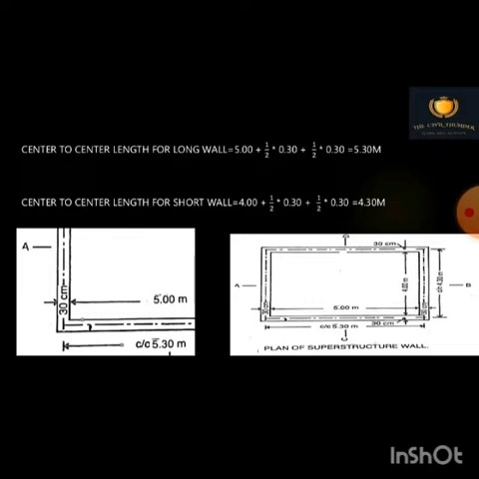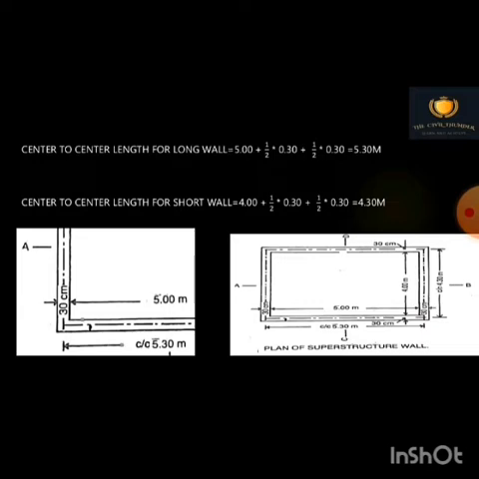Now, first of all, we need to calculate the length of the long wall and the length of the short wall. The center to center length of the long wall is equal to 5 meters, the horizontal distance, plus half of the width of the wall plus half of the width of the wall. We are having width of the wall as 0.3 meters, and we are having the wall on either side of that 5 meters. Therefore 5 meters plus 0.3 by 2 plus 0.3 by 2, which is equal to 5.3 meters. That is the center to center length of the long wall.